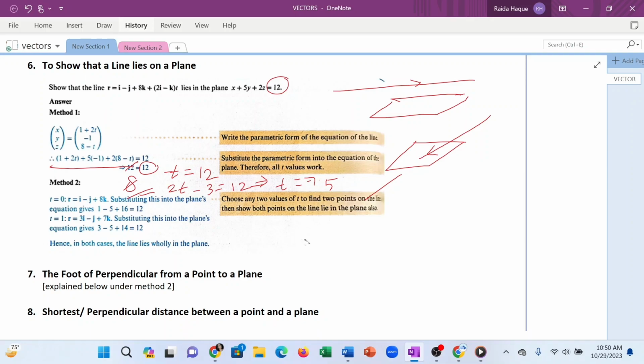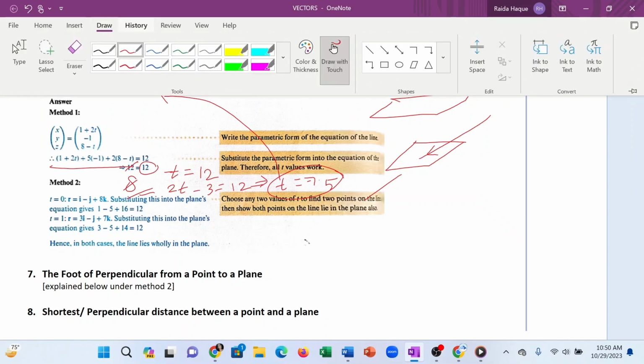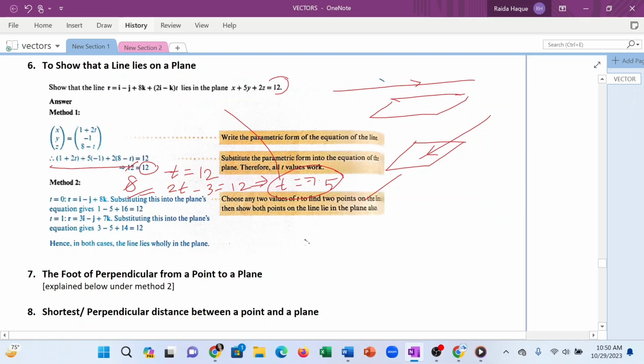Over here you learned how to show that a line lies on a plane. If you're asked to find the coordinates of a line which is intersecting the plane, then you do the same thing. You separate the x, y and z variables, plug them back into the equation of the plane, and find the value of t. Now this t value that you found, if you plug it back into the equation of the line, you will get the position vector of the point of intersection of the line and the plane. I hope that is clear to all of you.